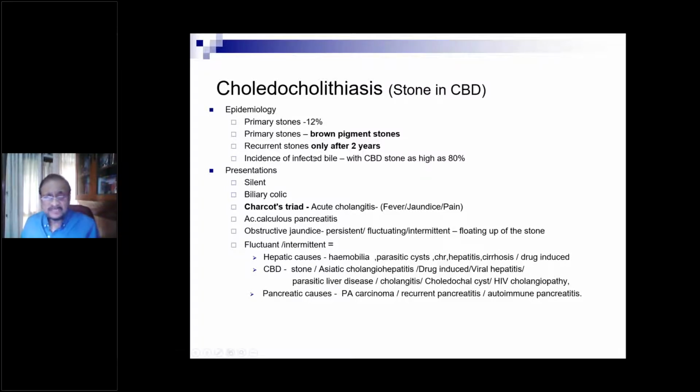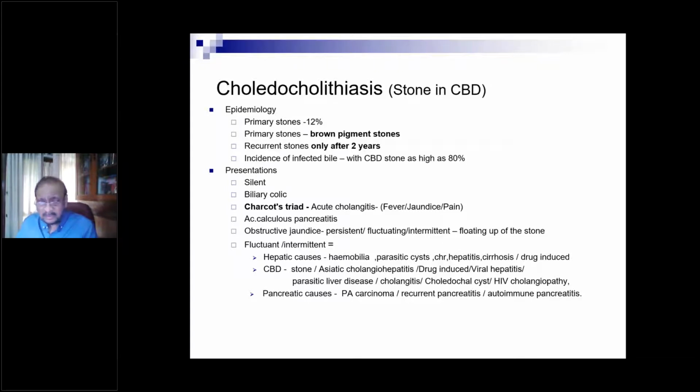Okay. Now, incidence of infected bile in a CBD stone is as high as 80%. This has to be remembered. That basically means that you have to give this patient a heavy dose of antibiotic as required, depending upon the scenario. If we look at the presentations of a CBD stone, it could be silent.